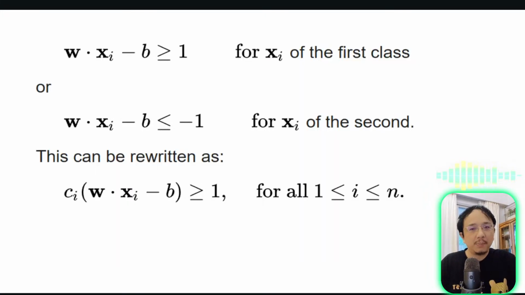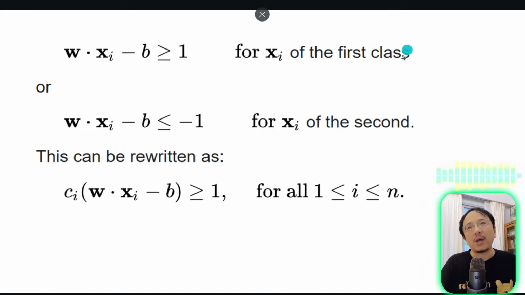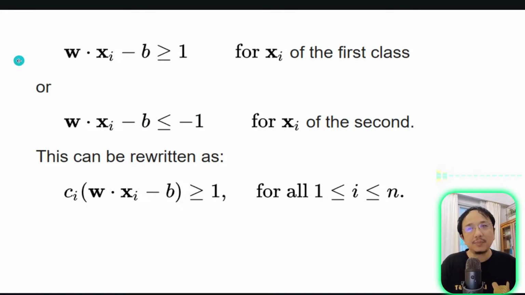Or in a mathematical formula, we can write this formally. We have two constraints. In the first class, w·xi minus b should be greater than or equal to 1. And for the second class, w·xi minus b should be less than or equal to -1. So these are our two constraints.